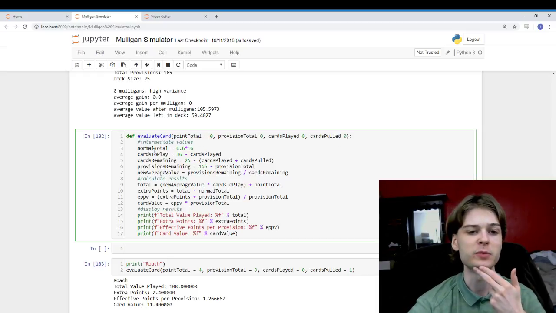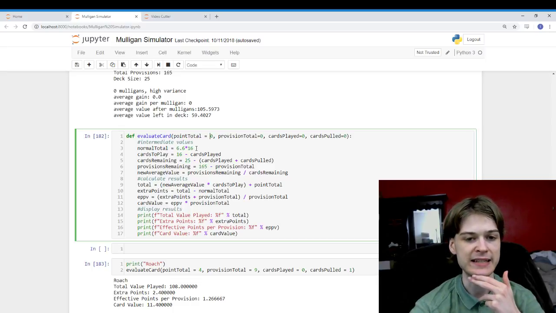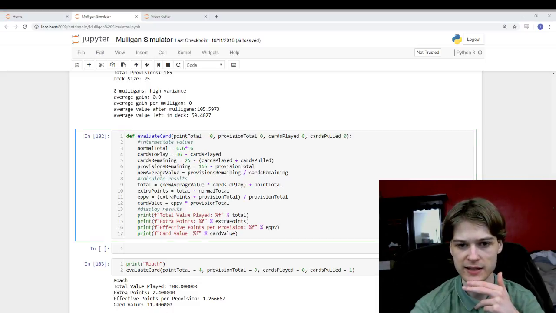So first we calculate a couple intermediate values. The normal total number of points that you play is going to be 6.6 times 16, which ends up being 105.6, I said earlier.